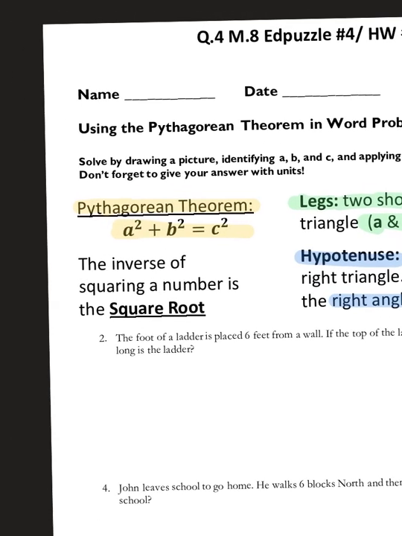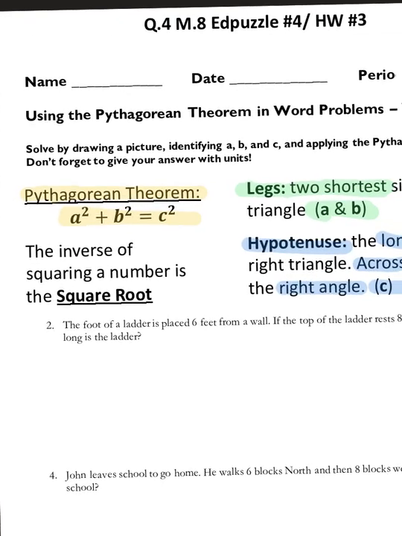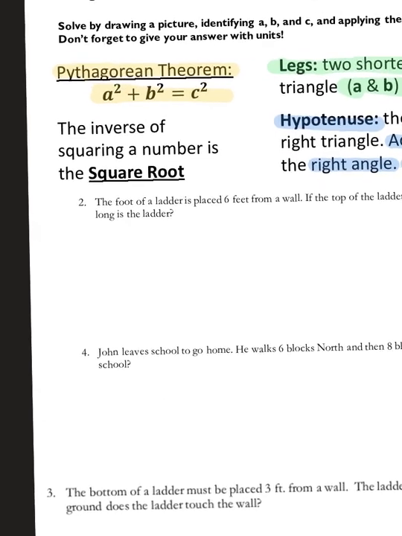So looking back at the Pythagorean Theorem, right? A and B are our legs, and C is our hypotenuse. Also, remember, the inverse of squaring a number is going to be your square root. So I've asked that question a couple of times.